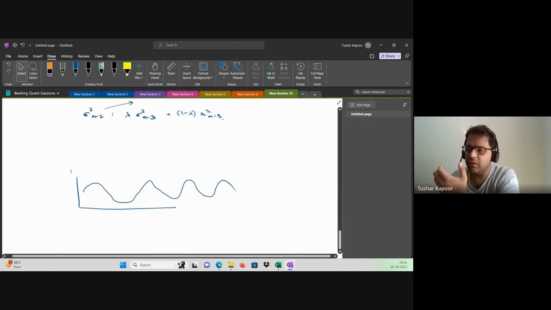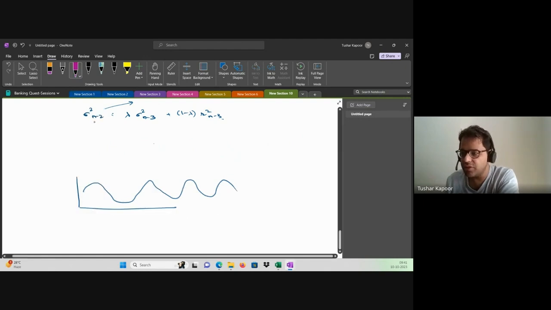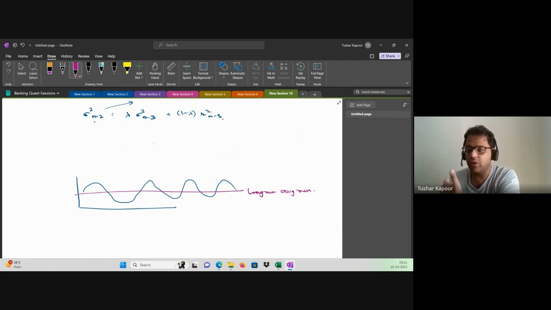When we talk about mean reversion, we are talking about things moving in cycles, and that is where we say that there is some kind of a long run average number. Financial variables at any point of time, even if they go up or down, will be attracted to this long run average number.